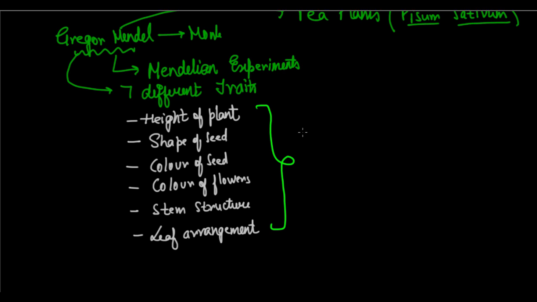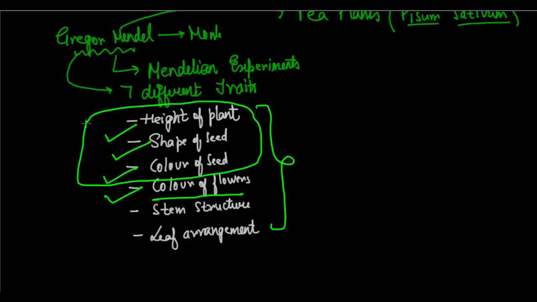Out of this, in your 10th standard course, there is only height of plant, shape of seed, and color of flowers. And that too, this color of flowers is very, very minor. Mainly you have these three: height of plant, shape of seed, and color of seed, right? Height of plant you will study, shape of seed you will study, and color of seed you will study. And he performed many kinds of crosses, right?